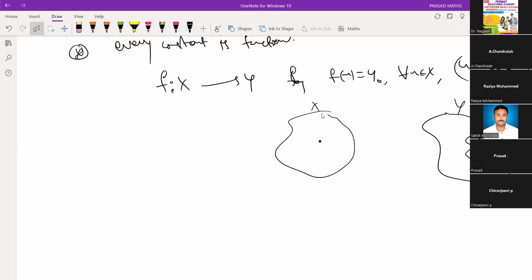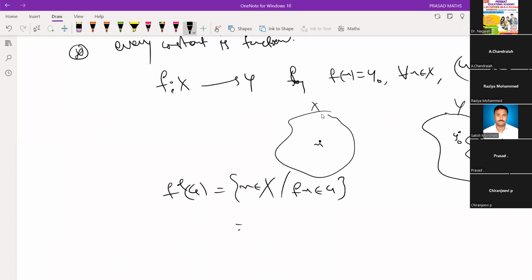What is my y naught? Y naught is here. There are two possibilities: y naught is not contained in G, or y naught is contained in G. So look at its inverse image. G is an open set in Y that we have taken. What is the inverse image definition? The set of all elements in X whose image belongs to G.